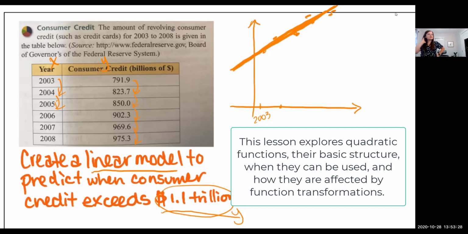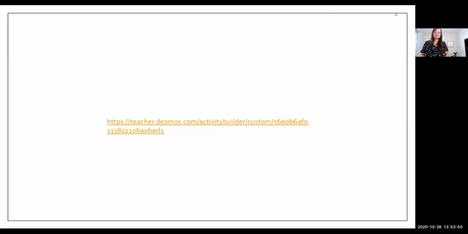So that's linear models, right? But you can imagine that sometimes these models are not going to represent linear relationships. They're not going to be always a constant rate of change. So let's talk about quadratic a bit.